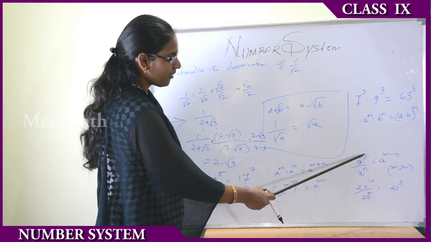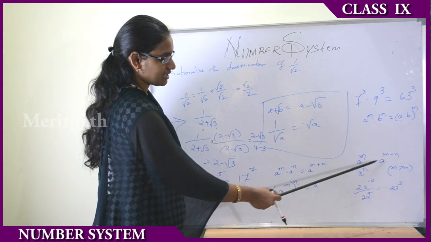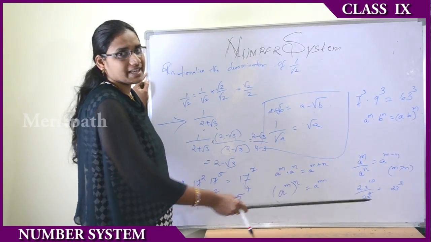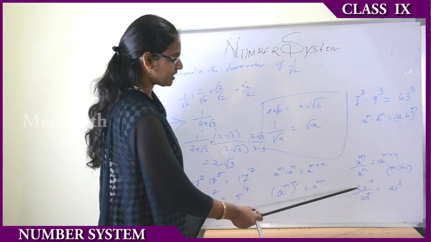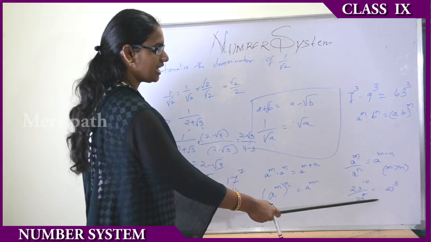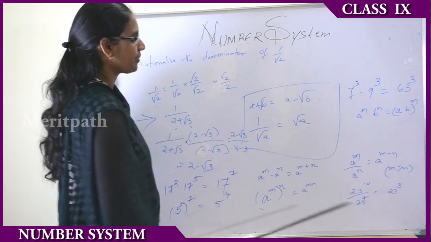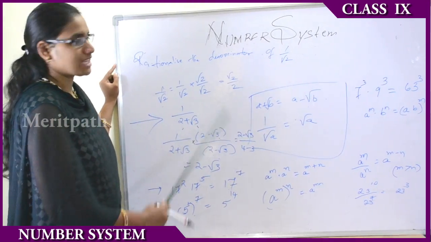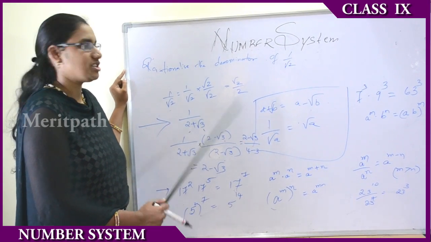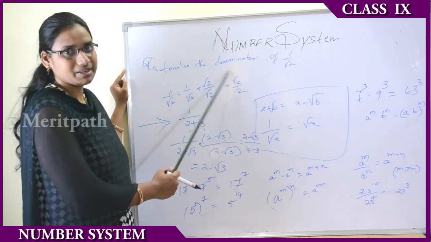And next, a power m by a power n equals a power m minus n. The condition is m greater than n. Here we take an example, that is 23 power 10 by 23 power 7 will lead to 23 power 3. These are the most important properties which can be used during calculation, which can be used to rationalize the denominator.